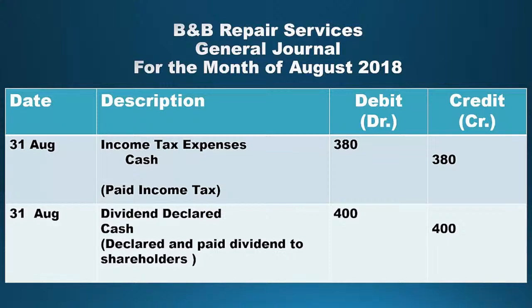Step 3. How do we record it? To record this, we debit dividends declared for $400 to reflect the reduction in retained earnings. Credit cash for $400 to show the payment. The narrative for this entry is: declared and paid dividends to shareholders.